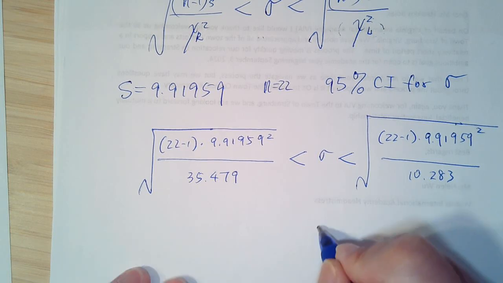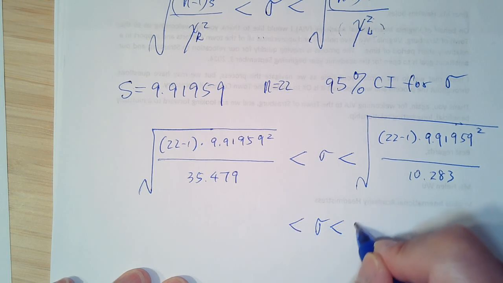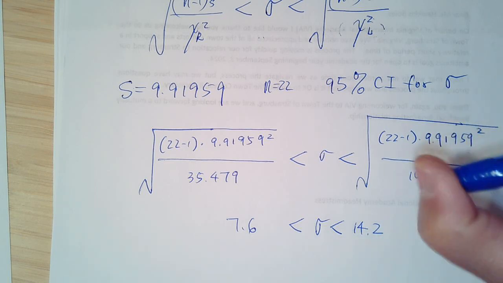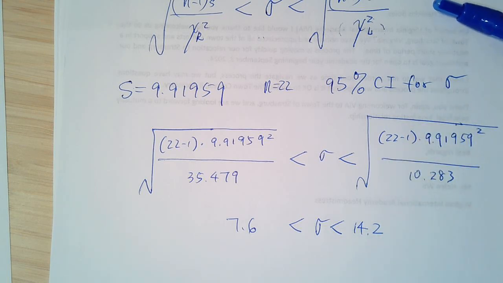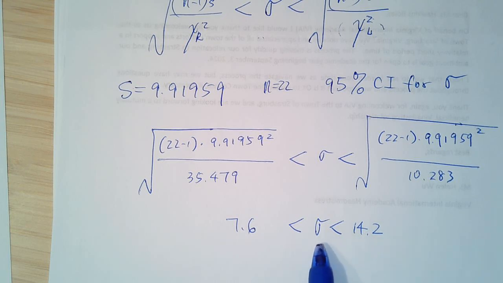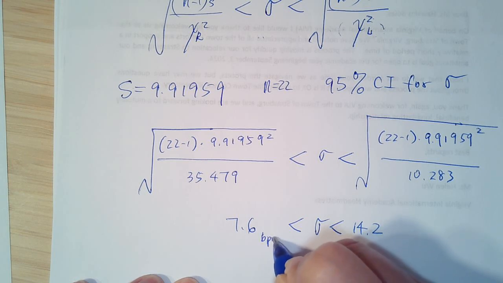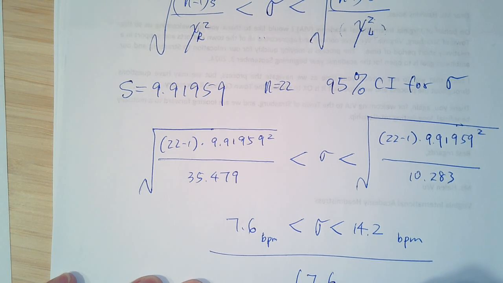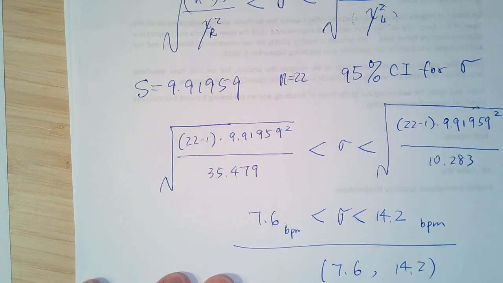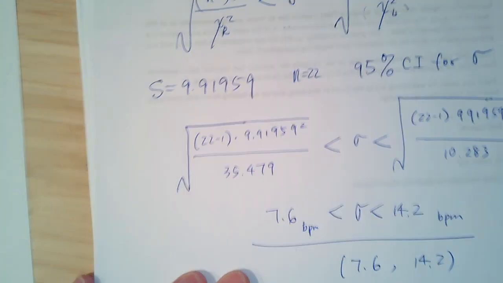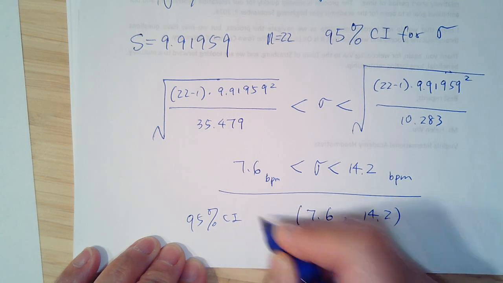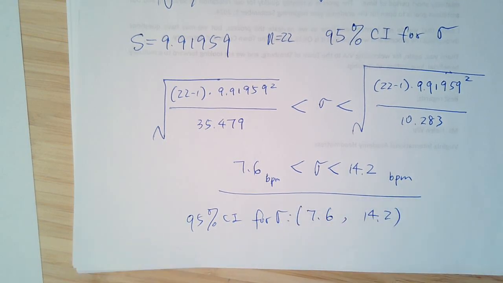All right. Now you have this between 7.6 and 14.2. For all those 22 numbers, they're the pulse rates, and we try to estimate the population standard deviation, and we found that it is 7.6 BPM, beats per minute, to 14.2 BPM. So that's your confidence interval, 7.6 to 14.2. The 95% confidence interval for sigma is this.